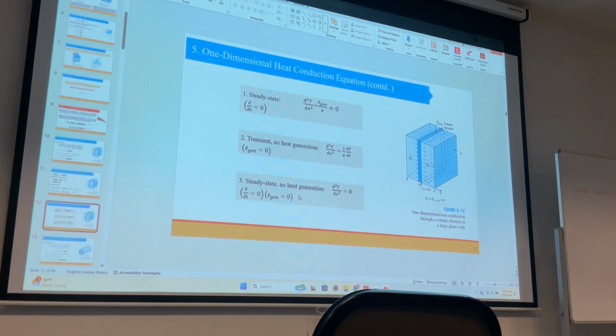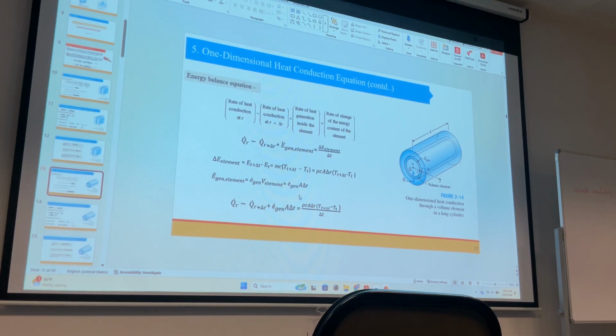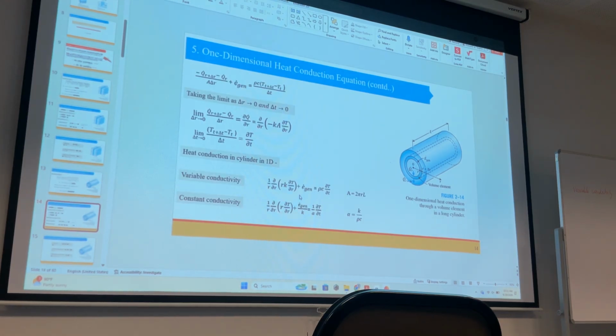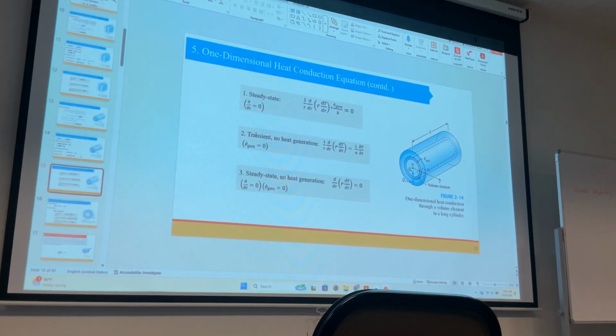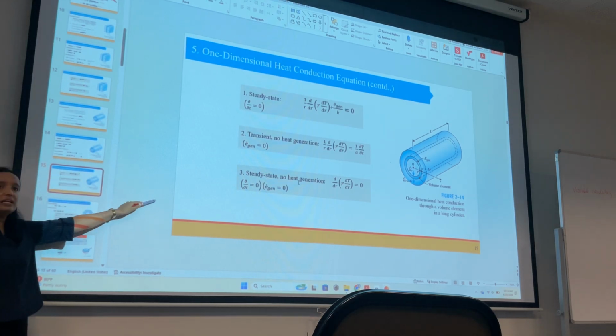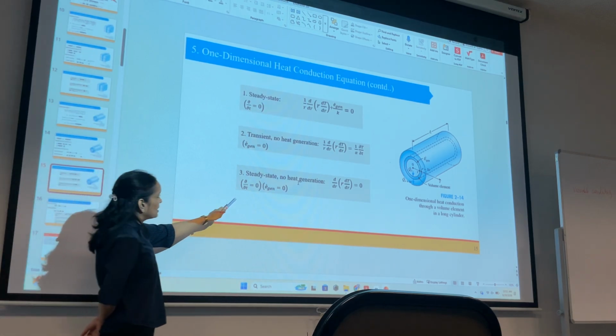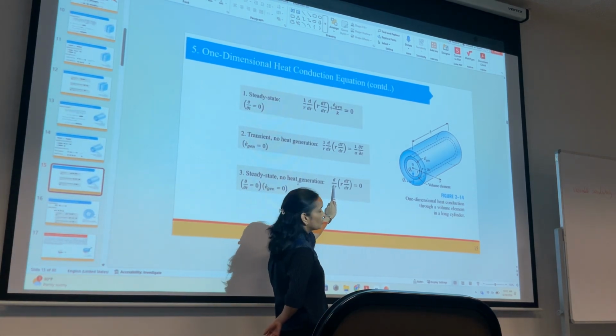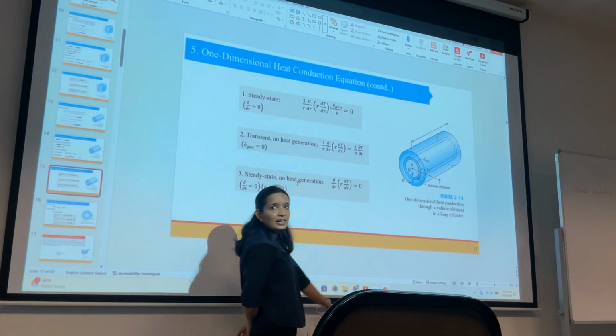So this is a plain wall, right? Same thing. If you are designing a bottle, a thermos, it's a cylinder, right? So in place of XYZ, it's going to be R, phi, Z. So just change the coordinates and it's the same thing. Variable conductivity, okay? It's R, not X. Steady state, transient no heat generation, steady state no heat generation. These are the formulas for cylinder, not plain wall. Cylinder. That's why there is R, not X. Understand?